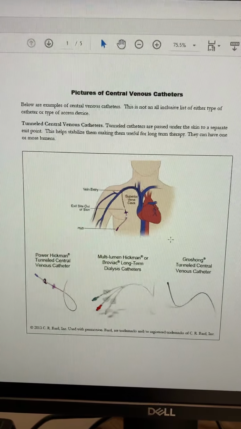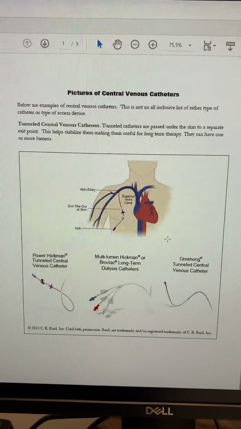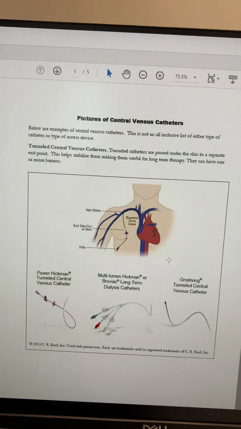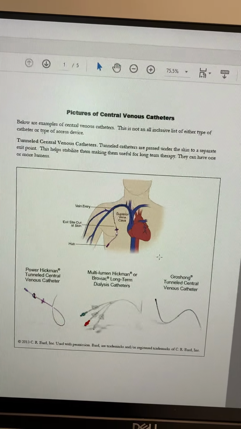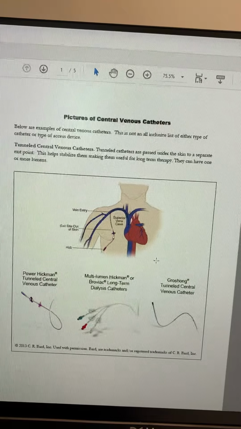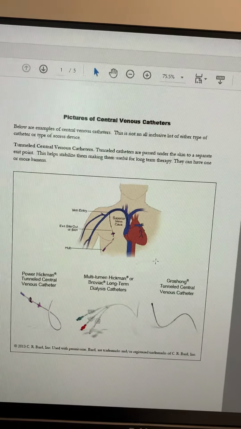I'm your clinical educator. This is a quick video about the different types of central lines. There's basically four of them: tunneled CVCs, implantable ports, non-tunneled CVCs, and PICC lines.